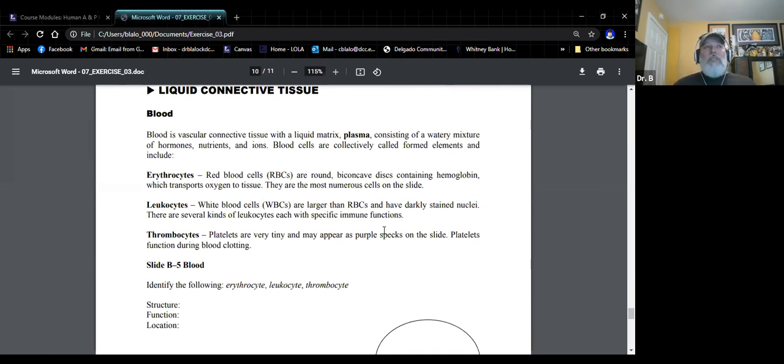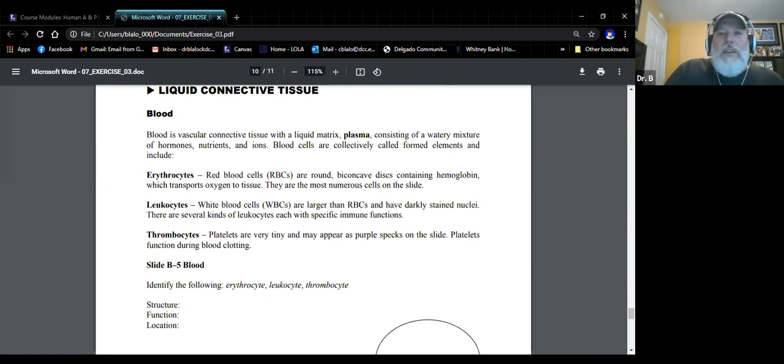Leukocytes, or white blood cells, are going to be fewer on the slide, but they're going to have very darkly stained nuclei. And the nuclei can be different shapes depending on what type of leukocyte it is that shows up on the slide. There are 5 different kinds, which again, you'll identify in AMP2. And then thrombocytes, or platelets, are going to look like tiny little flecks that are scattered between the red blood cells and the white blood cells. And those platelets, again, are going to help to contribute to blood clotting.